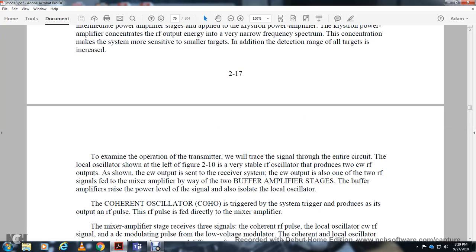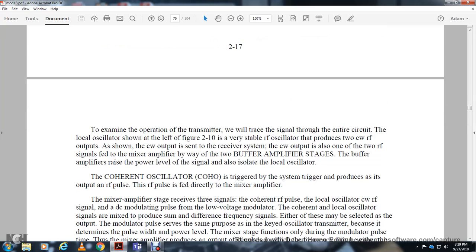To examine the operation of the transmitter, we will trace the signal through the entire circuit. The local oscillator, shown on the left in figure 210, is a variable radio frequency oscillator that produces the continuous wave radio frequency output. The same as in the receiver system, the continuous wave output is one of the two radio frequency signals mixed in the mixer amplifier by way of two buffer amplifier stages. Both amplifiers raise the power level of the signal and also isolate the local oscillator.